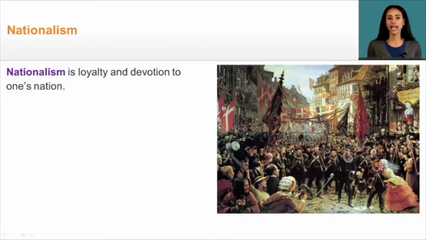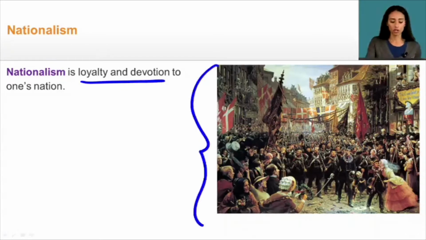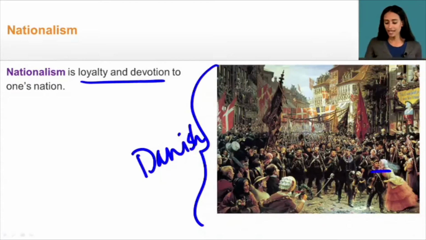First, let's define nationalism. Nationalism is defined as loyalty and devotion to one's nation. And you can see a painting here that's depicting Danish soldiers returning from war and coming home to a pretty large parade. You can see people are really excited. Someone is giving a kiss to one of the soldiers on the cheek. You can see a lot of people are holding their hats up in the air. And then you can see all of the flags that are being held up high. People are really excited and they're really passionate. And this passion for their country is translated into nationalism.